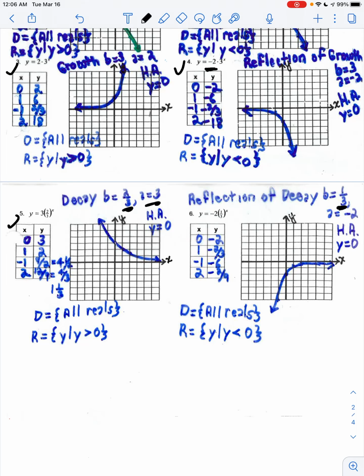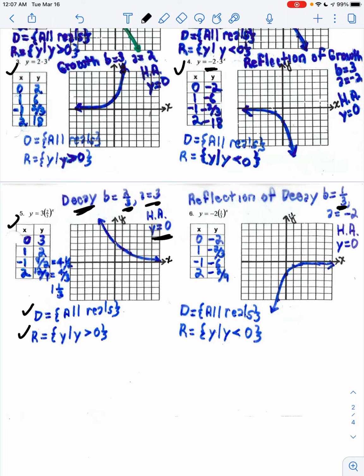And we can again make our table of values, putting in 0, 1, -1, and 2. And we just let our calculator help us find values. They could be decimals to approximate. And it's an exponential decay graph because that base is between 0 and 1. So we know what it's going to look like before we actually graph. The horizontal asymptote, still y equals 0. Domain, all reals. Range, y greater than 0.